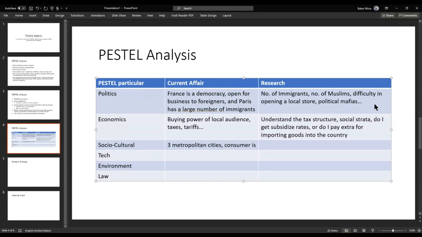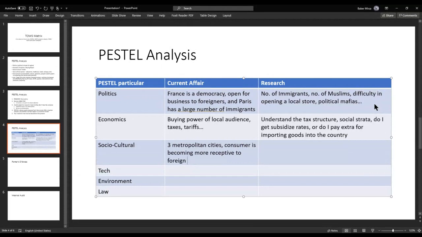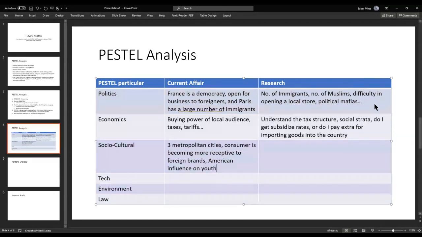Consumer is becoming more receptive to foreign products, foreign brands. American influence on youth. So same thing over here.